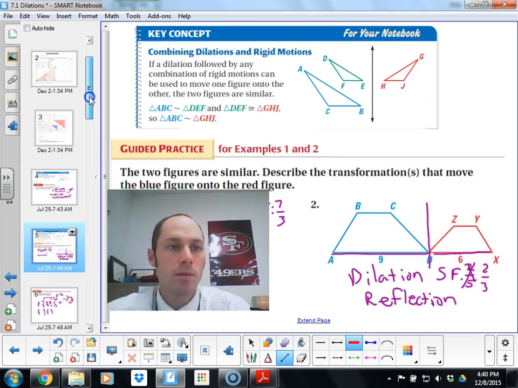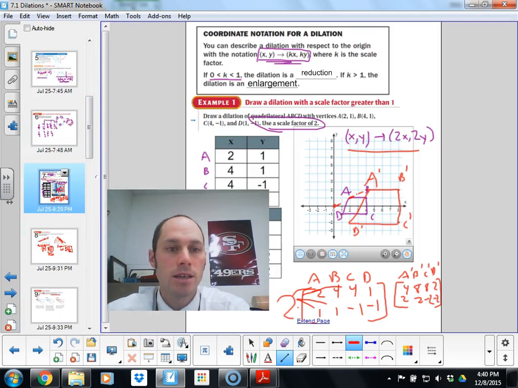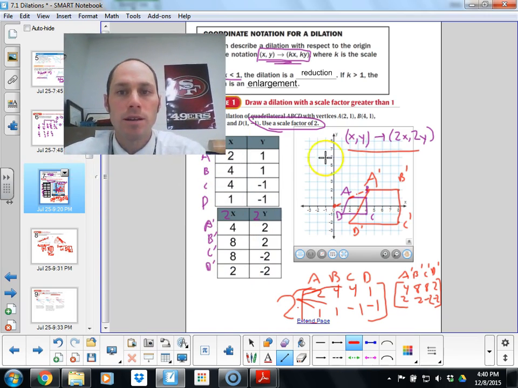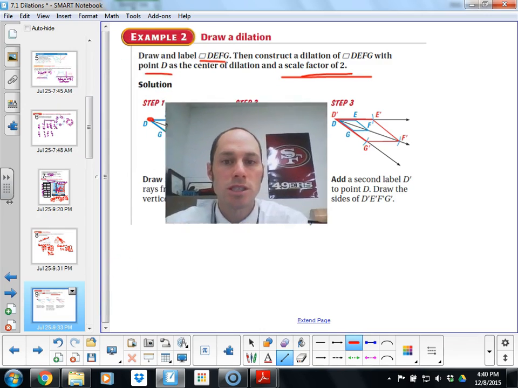We also talked about how we can combine dilations with other rigid transformations. And then we also took a look at how to do this on a coordinate plane by using arrow notation or using the matrix, multiplying by the matrix. And finally, we talked about how to perform dilations by hand.